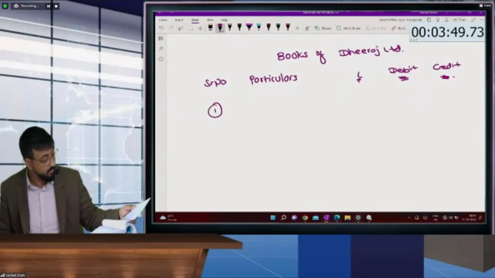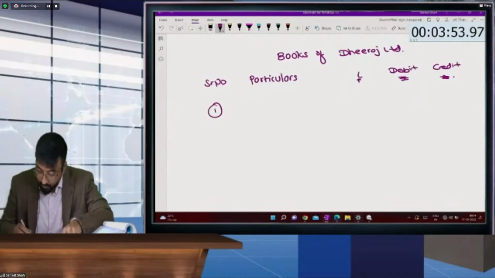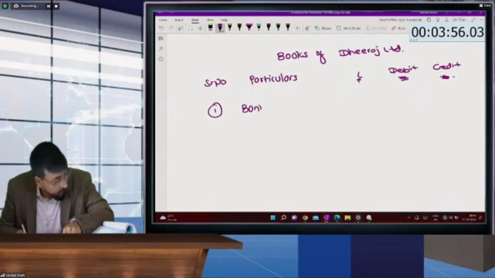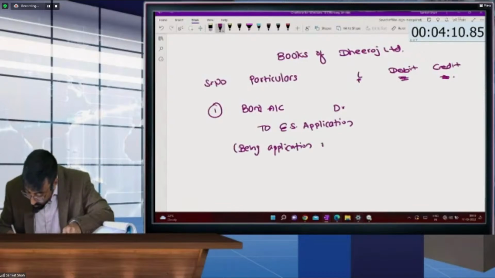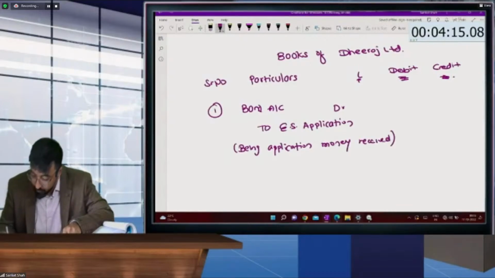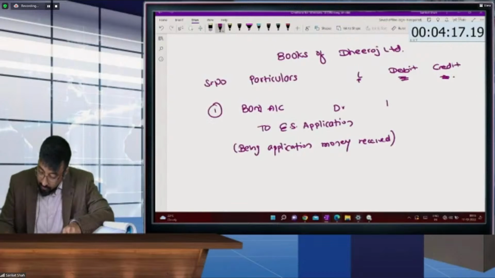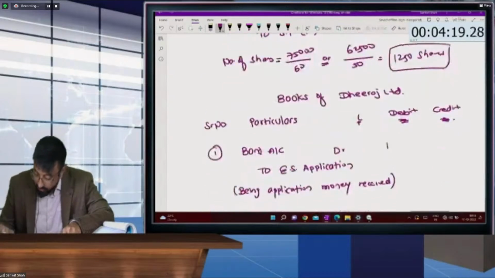Okay. Chaliye. Bank account debit to equity share application, being application money received. You can directly pass the entry. How much? 75,000.